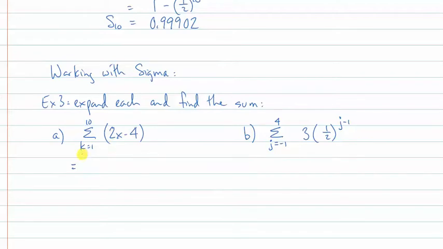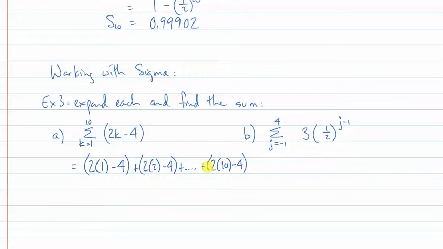This has a counter variable of k, and I see that I made a typo here. This should be k as well. That might have confused you, sorry about that. 2 bracket 1 gets substituted first, plus 2 bracket 2 minus 4 gets substituted next, and so on. And the last term will be 2 times 10 minus 4. Now I skipped the middle terms. There are going to be 10 terms here, when I start from 1 and end at 10. Let's expand. 2 minus 4 is negative 2. 4 minus 4 is 0.